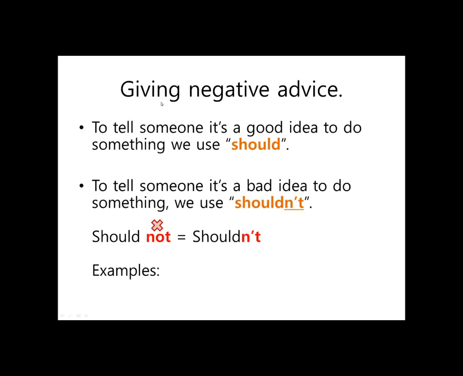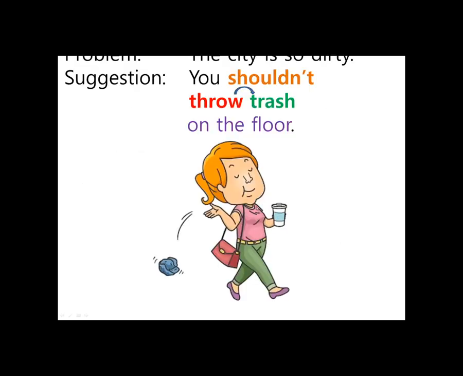Okay, so let's look at giving negative advice. To tell someone it's a good idea to do something, we use should. And to tell someone it's a bad idea to do something, we use shouldn't. This is a contraction of should not. We put it together and we say shouldn't. Okay, let's look at some examples.